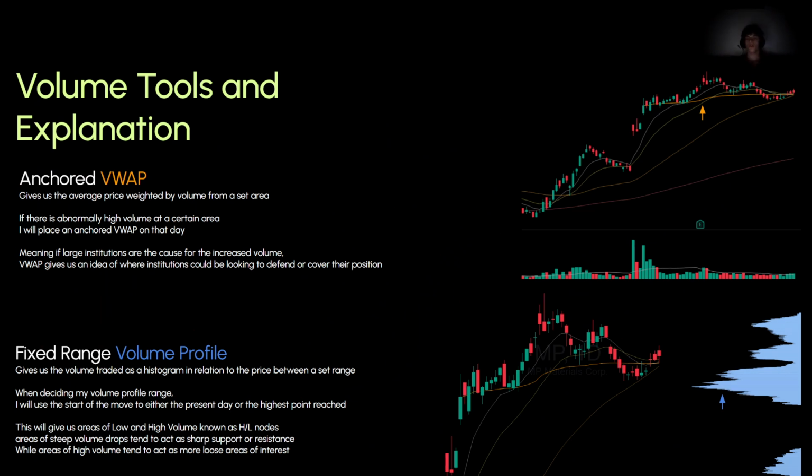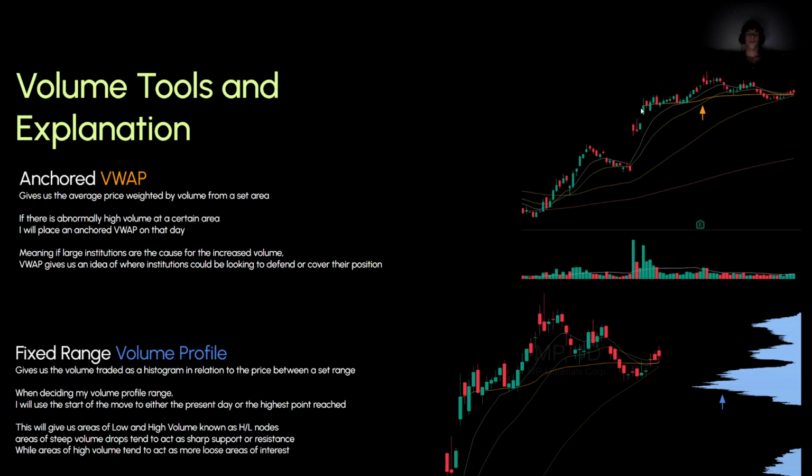And then so volume tools, use the anchored VWAP and the volume profile fixed. So this is going to give us, VWAP gives us the average weighted price from a set point. So if there's super high volume from either like earnings or really anything, I'm going to assume that it's institutions just because of the stocks that we're looking at.